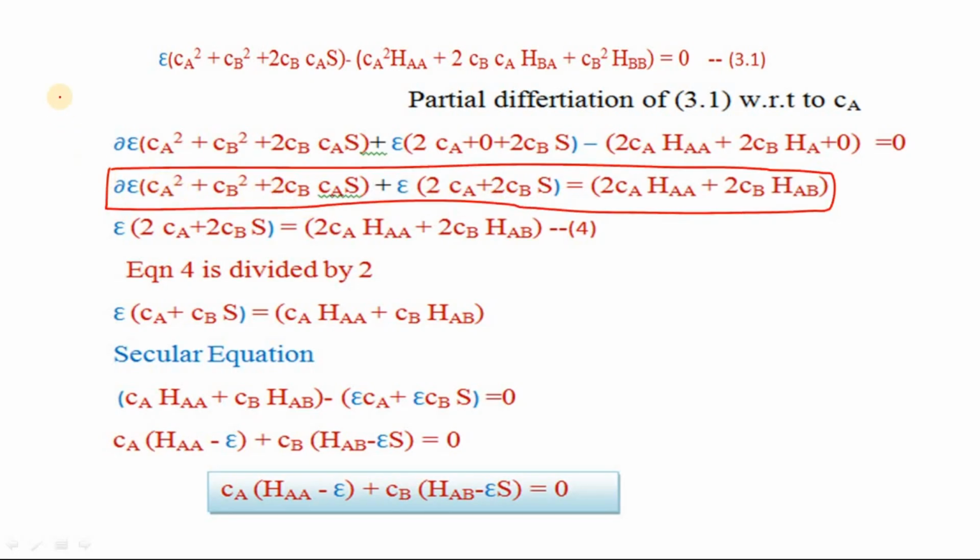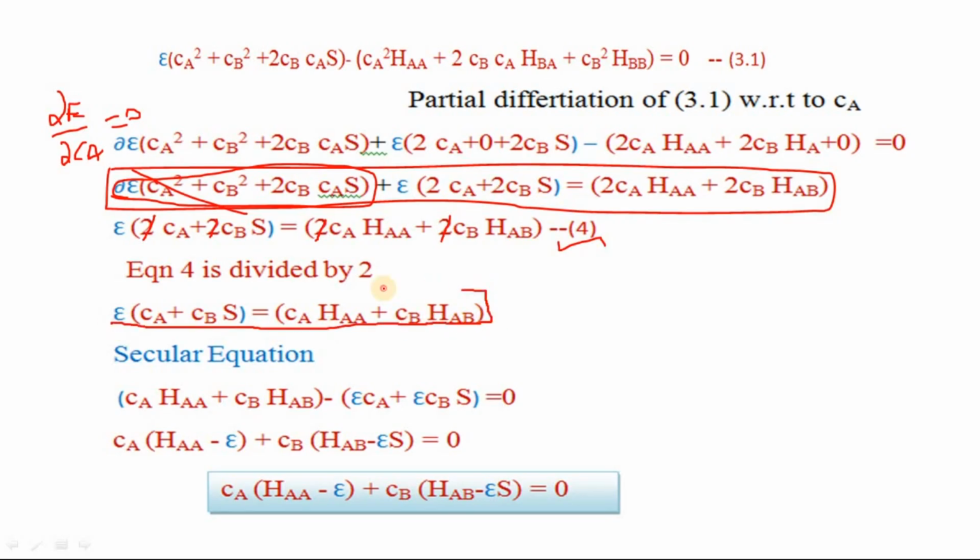Now we know that ∂E with respect to ∂CA is 0. Therefore this ∂E will actually vanish from the term. Fine. So as a result we will get 2CA 2CBS equal to 2CA HB. So this is how we are getting the equation. The next step, the fourth equation. Now we divide them by 2 so that all the 2s will simply get eliminated. So we are having this equation.